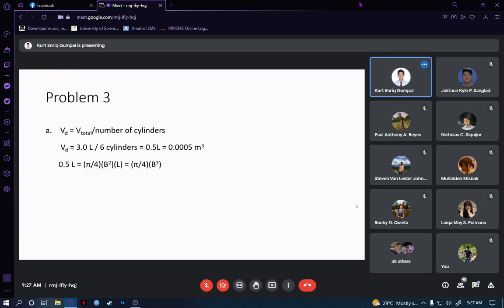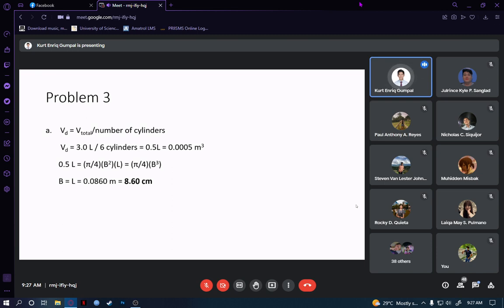Okay? So how do you identify your bore and your stroke, B and L? Since the engine is square, B is equal to L, you just substitute L for B. And then it's pretty straightforward from there. Your volume is pi over 4 B squared L. So it's going to be 0.5 equal to pi over 4 times B squared times B, or it can be B cubed.